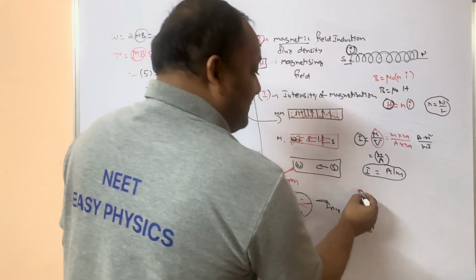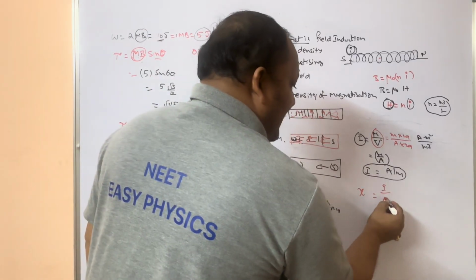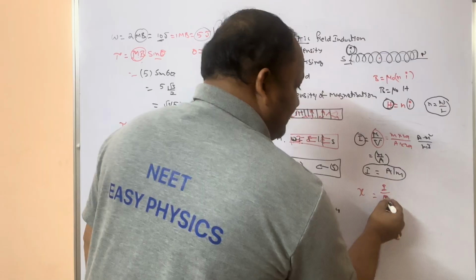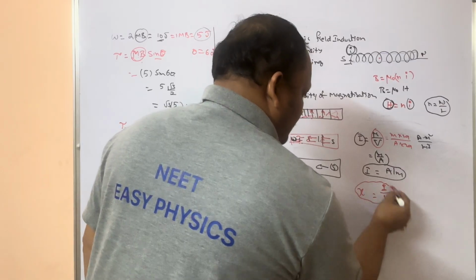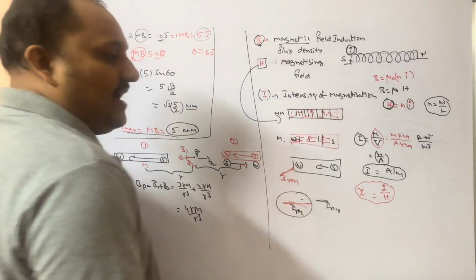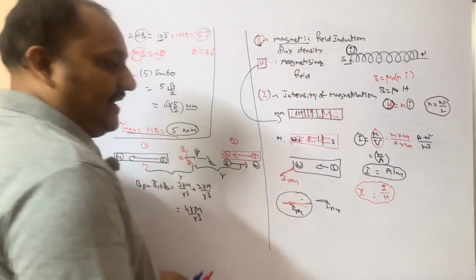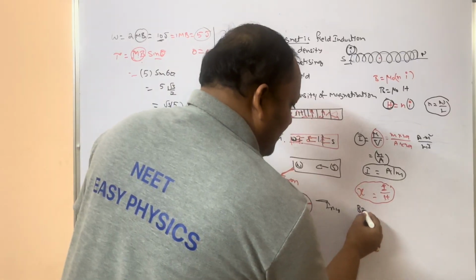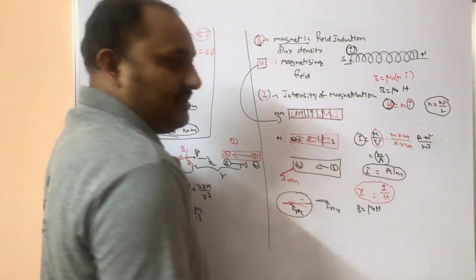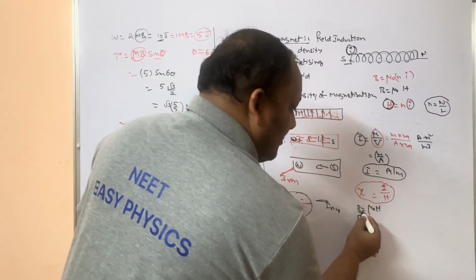Next, susceptibility. What does susceptibility mean? The ratio of intensity of magnetization and magnetizing field. Psi is equal to I by H. I is equal to psi H, they are going to write. Next, we wrote B is equal to mu naught H in vacuum. In a medium, or B naught, you can write.